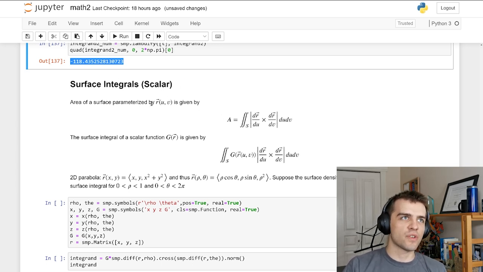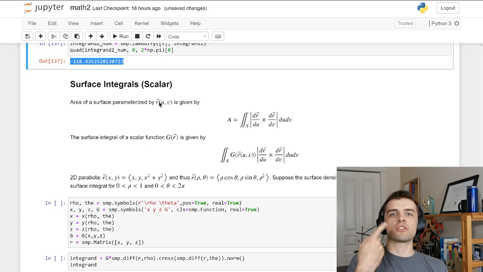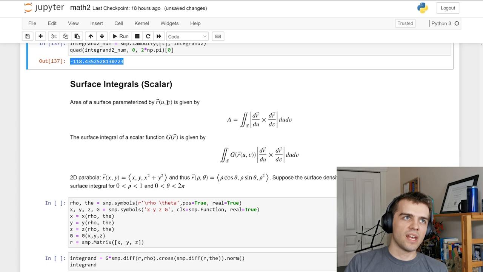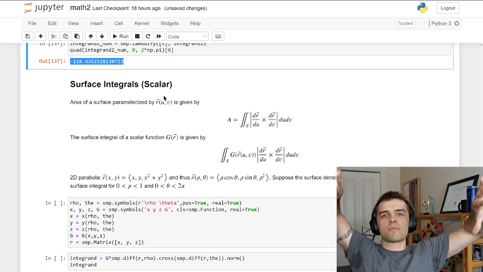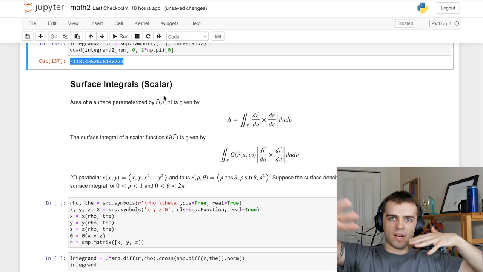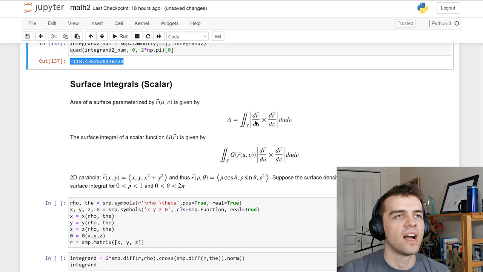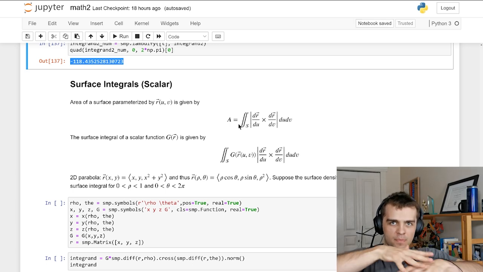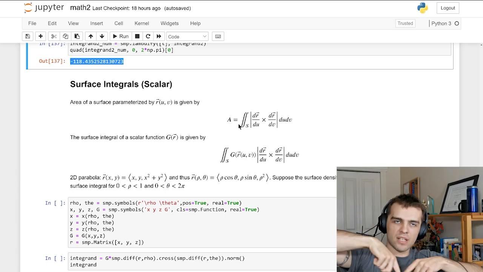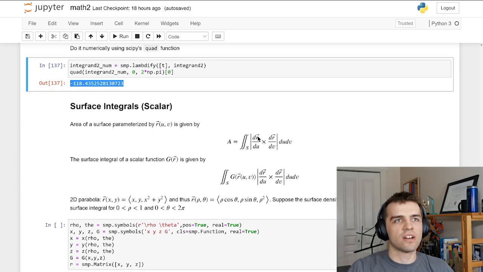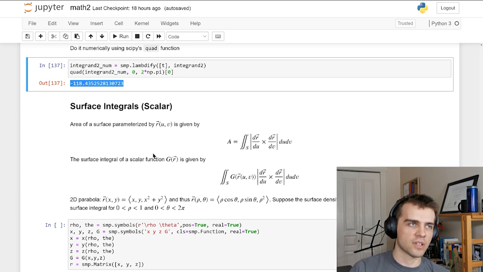So the area of a surface that's parameterized by r of u,v, where r is a vector that depends on two parameters. Whenever r is only a function of two parameters, it's some sort of surface in space, right? If it's just one parameter, just t, it's a line in space. If there are two, it's a surface in space. And so the area of this surface, suppose you have some surface bounded in some area, is the norm of dr/du cross dr/dv. That's just a formula that's derived in most calculus textbooks.